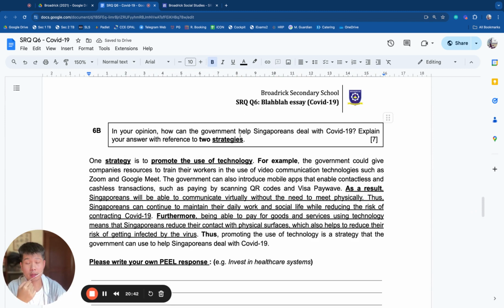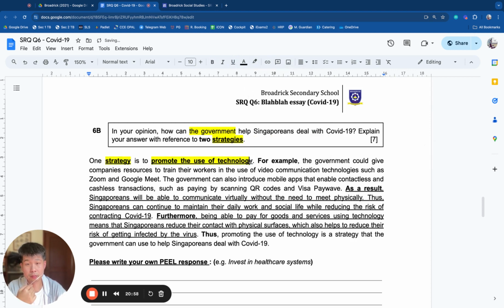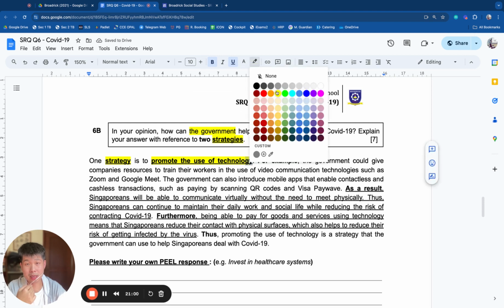In your opinion, how can the government help Singaporeans deal with COVID-19? Explain your answer in reference to strategies. Again, it's the government. And now it's strategies. And so my ATQ here is strategy. Well, one way is to promote the use of technology. Okay, great. What are some examples? Let's elaborate on this point.